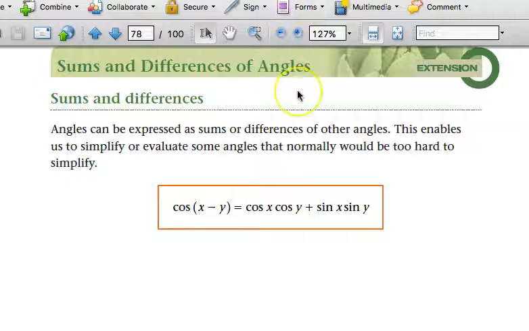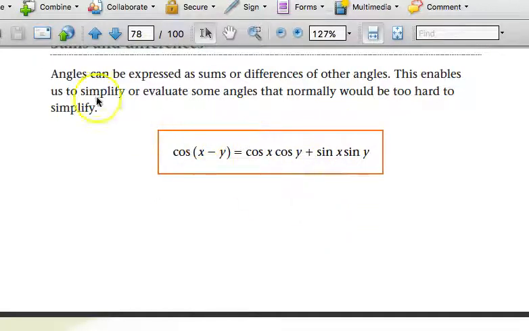Today's lesson, we're looking at sums and differences of angles. I'm just going to quickly show you the very first formula. And so angles can be expressed as sums and differences. The reason is you know the exact values for angles with 30 degrees, 45 degrees, and 60 degrees. However, we can come up with other combinations.